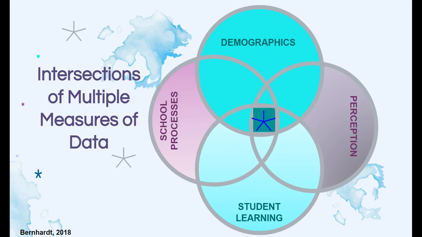When all 4 are intersected, you can see what processes or programs have the greatest impact on different subgroups of students' learning according to student perceptions and as measured by student learning results. Here's an example of this 4-way intersection. Of all the students with higher than desired absentee rates, which instructional processes did they prefer, and which ultimately helped them perform well?